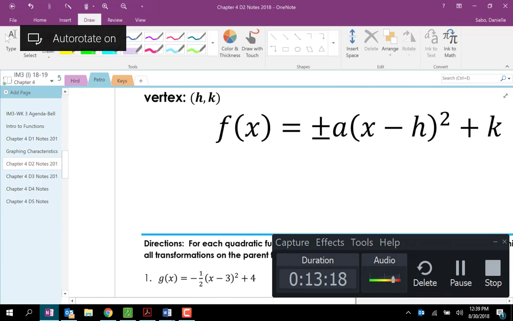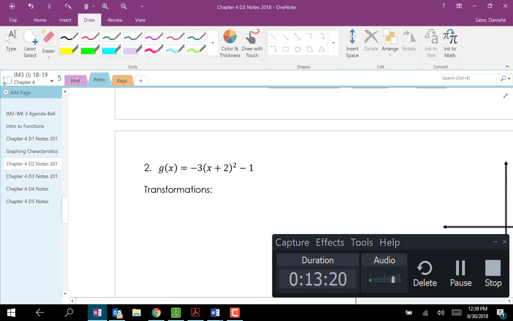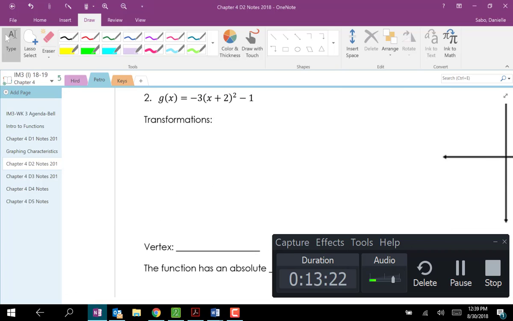Okay, number 2. Let's talk about it. Can someone at least tell me how many transformations I'm going to have? Around 3 or 4? Can you be more specific on which one you think it is? 3. I'm going to go with 4, and here's why. But that was great that you're around 3 or 4. Because look, there's 1, there's 2, there's 3, and there is 4.